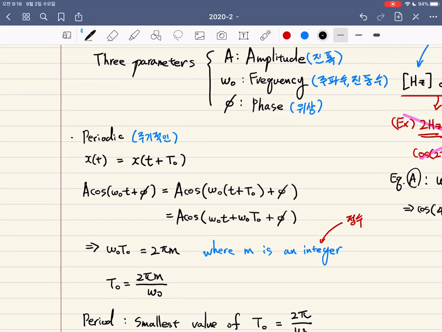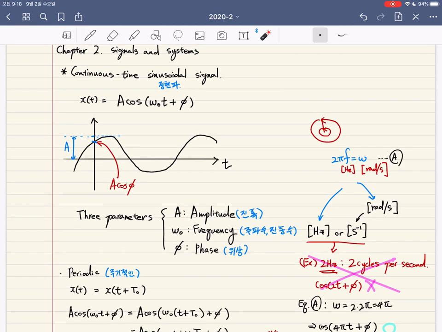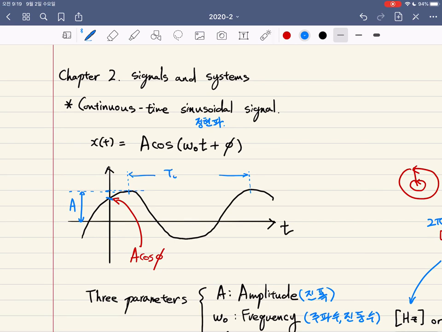So the smallest value which repeats itself, you can see in this figure, is obviously this much. So you can refer to this as t0 as in our equation, which is 2 pi over omega 0.